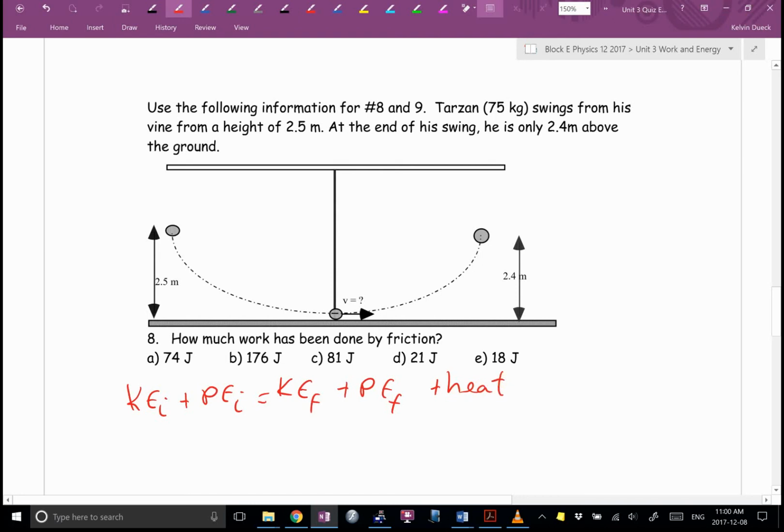Are any of these 0? I think we're going to assume Tarzan starts at rest, and when he gets to the other end of the swing, he ends up at rest. Okay? How would I get the heat by itself?